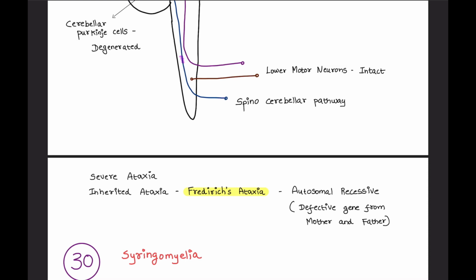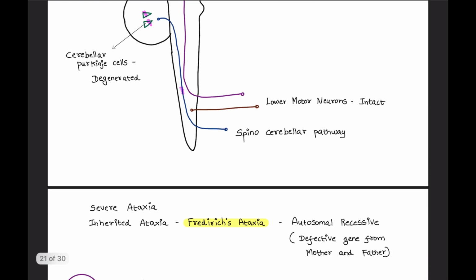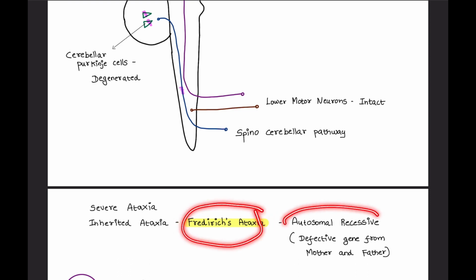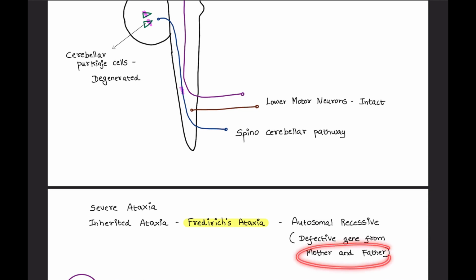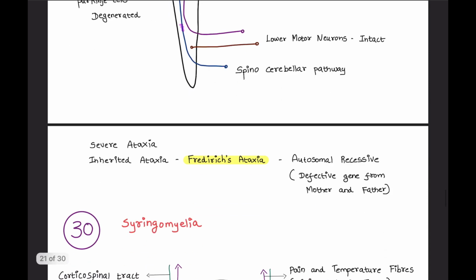A milder ataxia is dystaxia, which we have seen earlier in all the cases, but in this case there is severe ataxia. If this severe ataxia is inherited, that is it is hereditary, then it is known as Friedreich's ataxia. Friedreich's ataxia is autosomal recessive. Autosomal recessive means the defective gene is from both the mother and father. Autosomal dominant means the defective gene is from either the mother or the father.